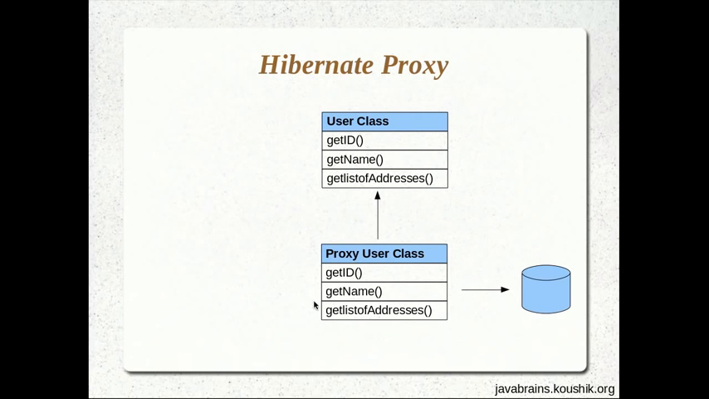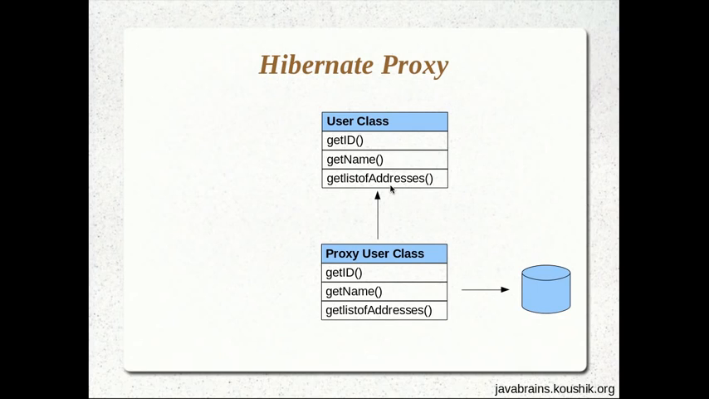Now let's say you made a call to this get list of addresses. Obviously, since you have the proxy object, you would be making a call to the method of the proxy user class. This method will have code to first fetch the values from the database. So that's the first thing it does. It just executes the query to fetch the records from the database and populate the list of addresses member variable. After it does that, then it does a parent dot get list of addresses. So after it gets all the values, then it calls the parent method.